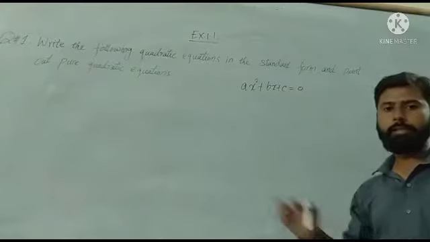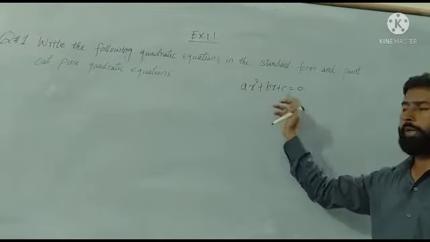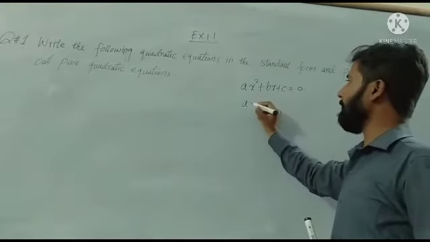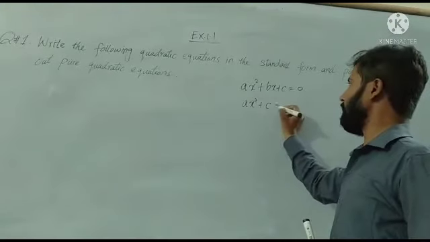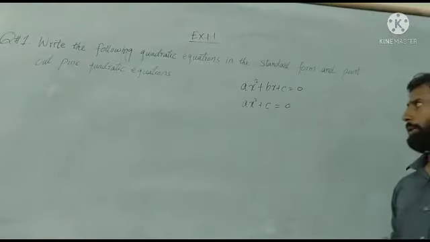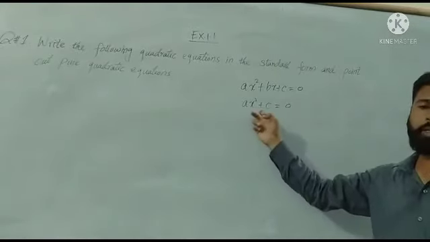It has three terms: 1, 2 and 3. That is the standard form. And the second is ax squared plus c is equal to 0, which is called the pure form of the quadratic equation. In pure form there are two terms.